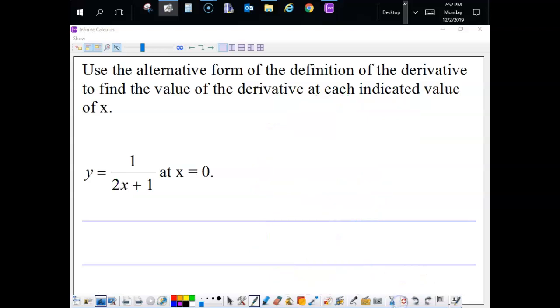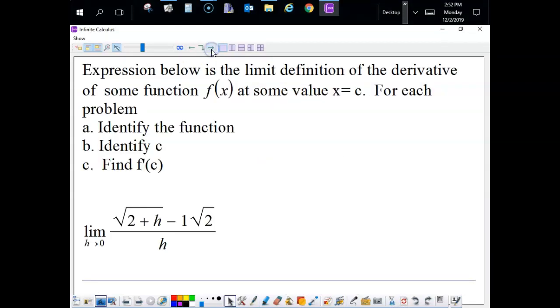Okay, moving along. Another thing that we'll be dealing with is these guys, where you should be able to look at a particular limit problem and realize, hey, that's not just any old limit, that's the limit of a difference quotient, which means it's actually a derivative. So you're going to be asked to do 3 things. What function does it represent the derivative of? At what value are we finding the derivative? And then finally, we're going to use our shortcuts to find the derivative.